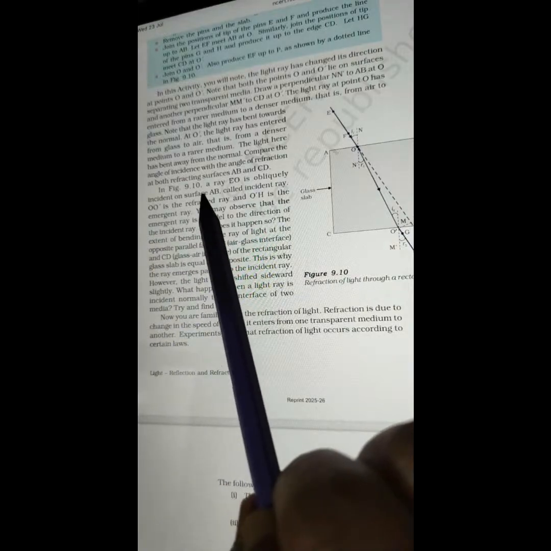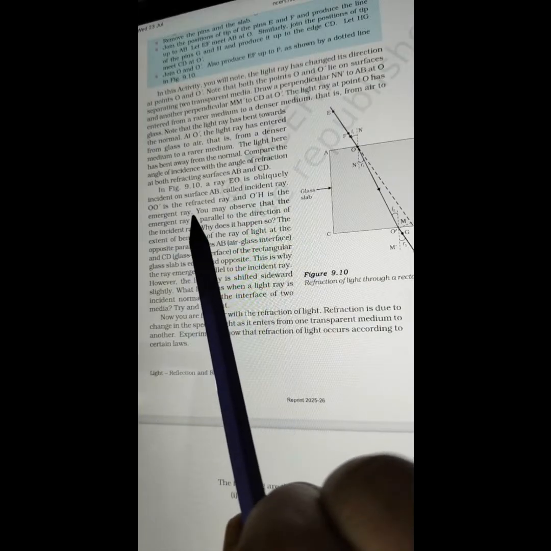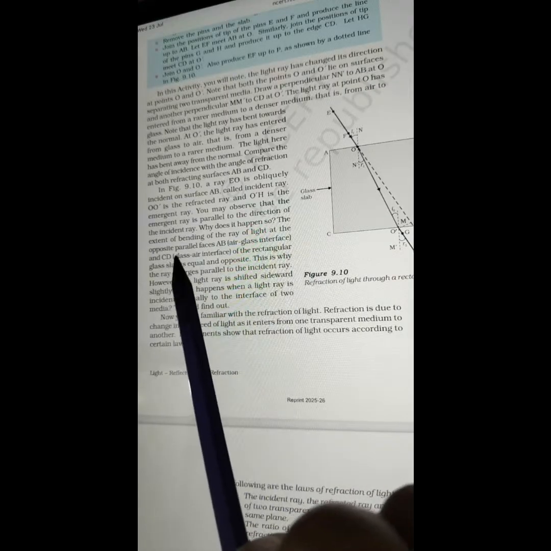Compare the angle of incidence with the angle of refraction at both refracting surfaces AB and CD. In figure 9.10, a ray EO is obliquely incident on the surface AB, called the incident ray. OO dash is the refracted ray and O dash H is the emergent ray. You may observe that the emergent ray is parallel to the direction of the incident ray. Why does it happen so? The extent of bending of the ray of light at the opposite parallel faces AB, air-glass interface, and CD, glass-air interface, of the rectangular glass slab is equal and opposite. That is why the ray emerges parallel to the incident ray. However, the light ray is shifted sideward slightly.